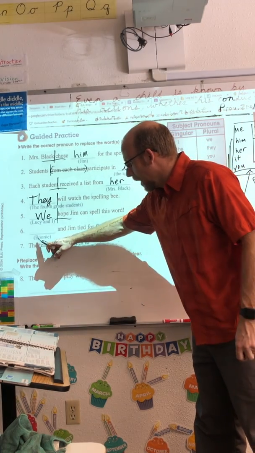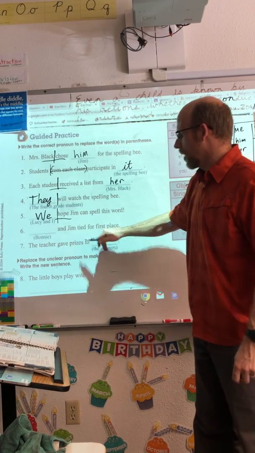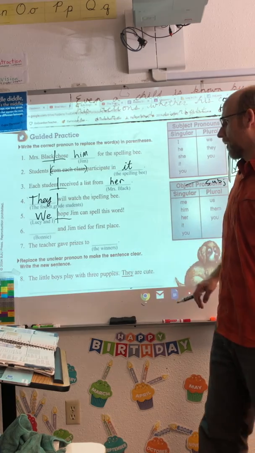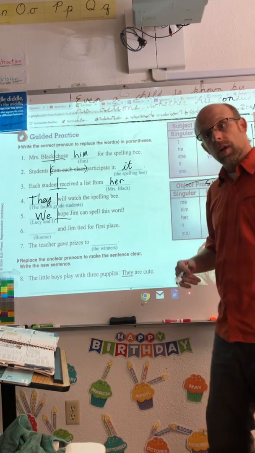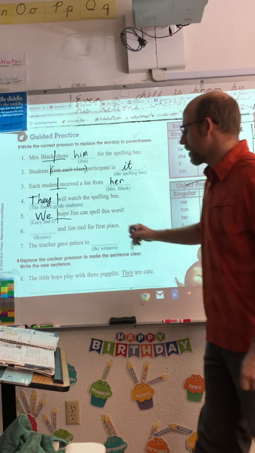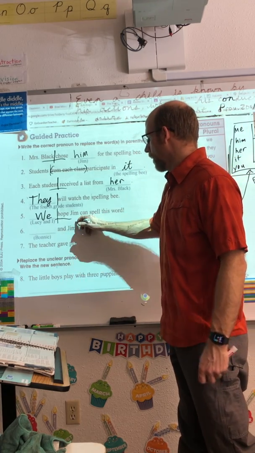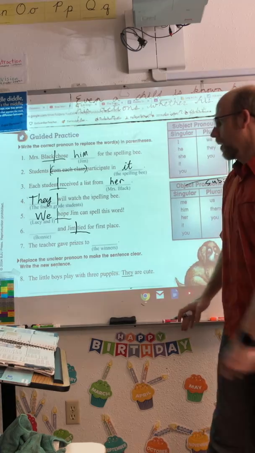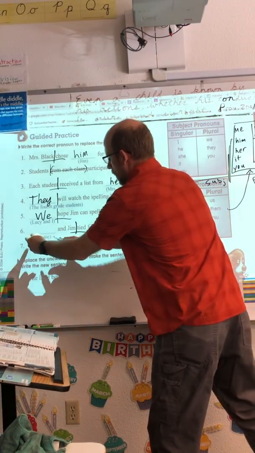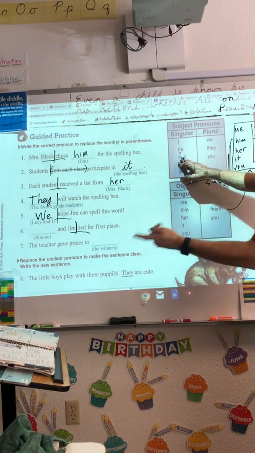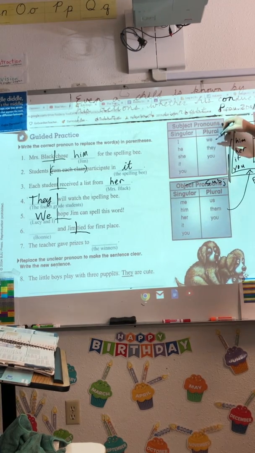All right. Bonnie, okay, and Jim tied for first place. Okay, who or what's this about? Ooh, it's a compound subject. It's about Bonnie, Jim. Gets split there. Subject side, is it singular or plural? Well, it's not singular, it's more than one. It's plural. It's got to be we, they, or you. Okay. So what's it going to be?